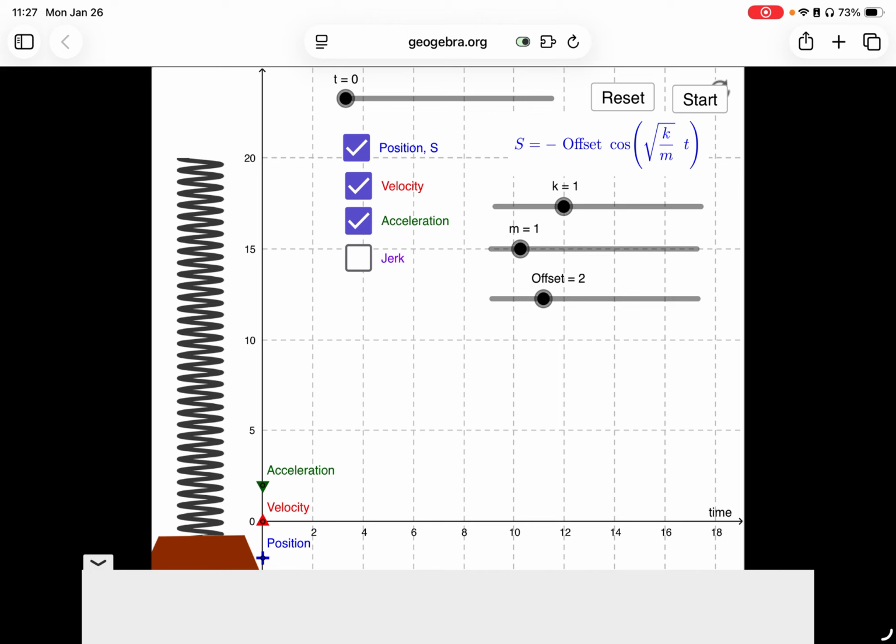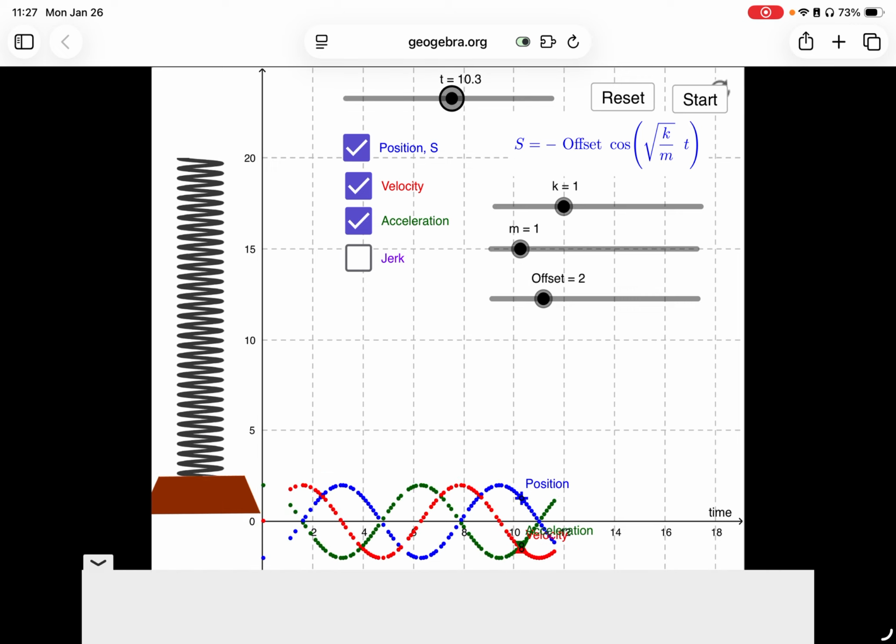So here we've got a mass of 1 and a spring constant of 1. What that means is our angular frequency is 1. And that is why these quantities all have the same size. So you can see that the position and the acceleration and the velocity all have the same magnitude when I run this. Okay, they all have the same magnitude.